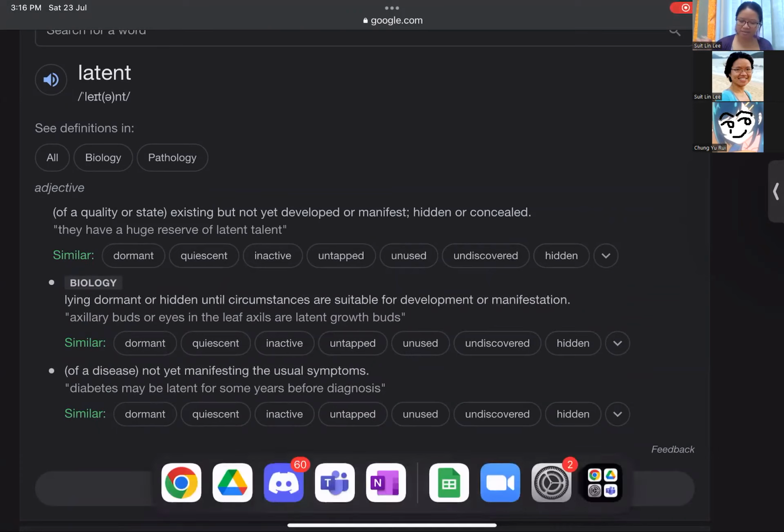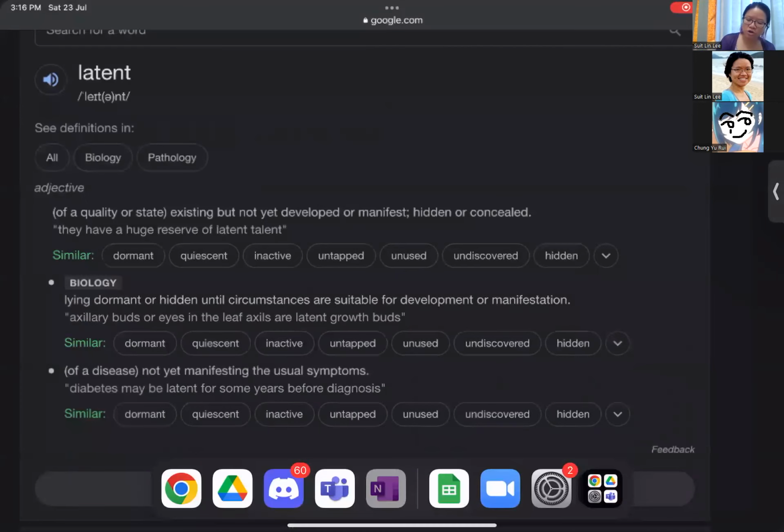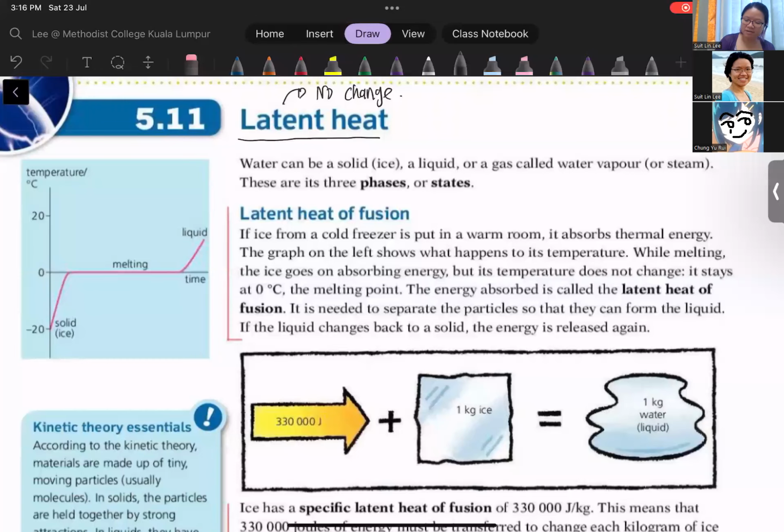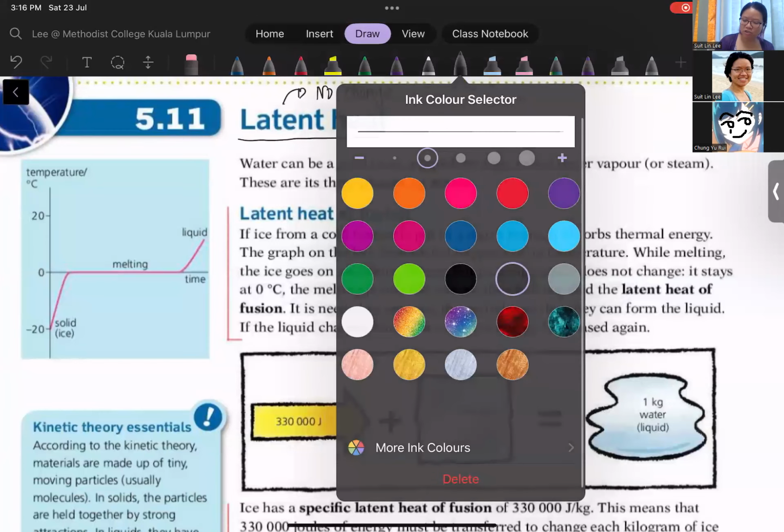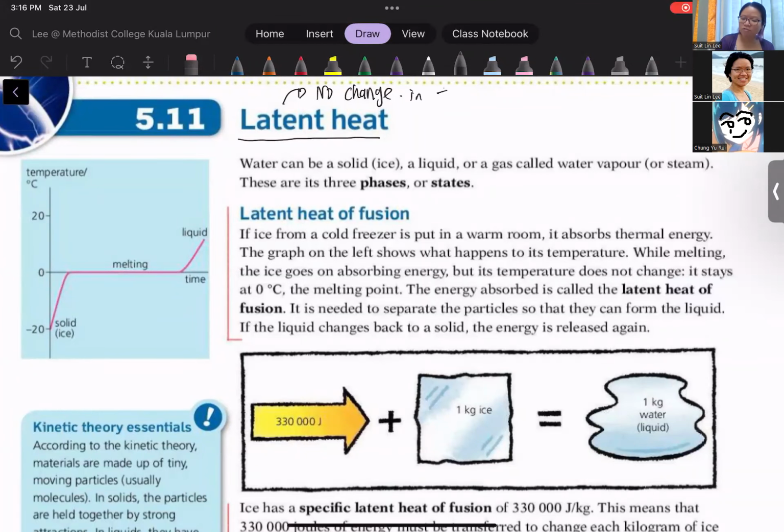So when we say something is latent, no change, the reason why we say no change is no change in temperature. And we often measure heat by using temperature, right? So if there's no change in temperature, it's as if there is hidden heat, question mark.